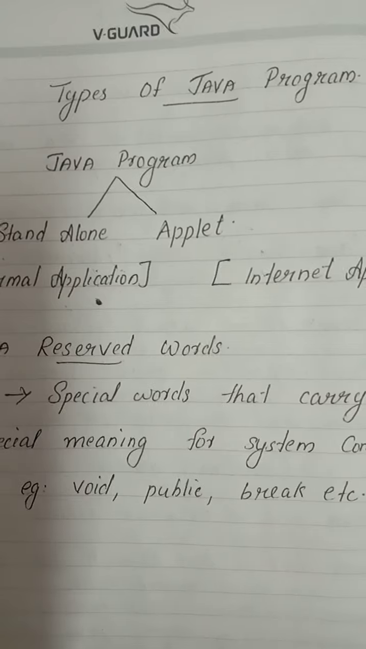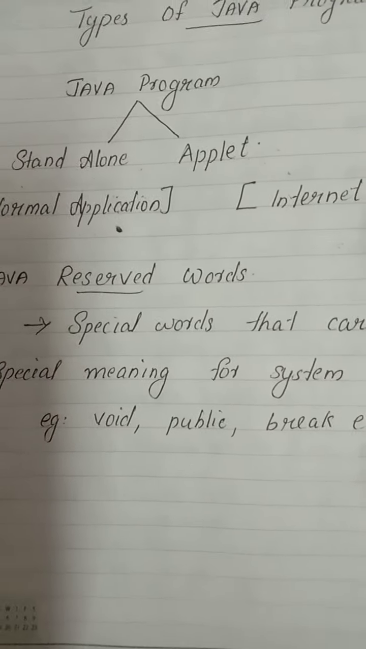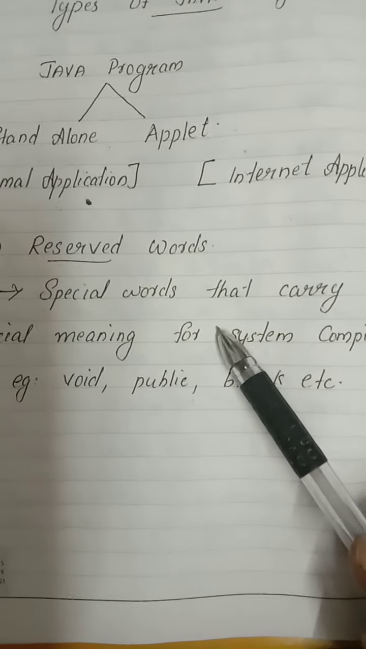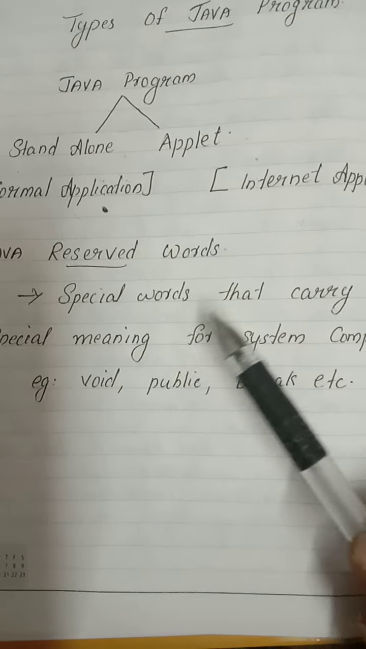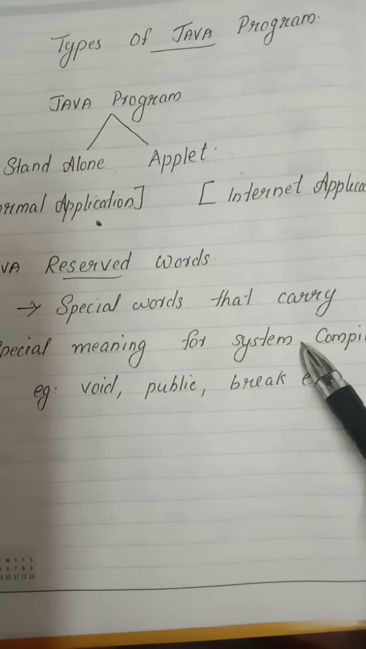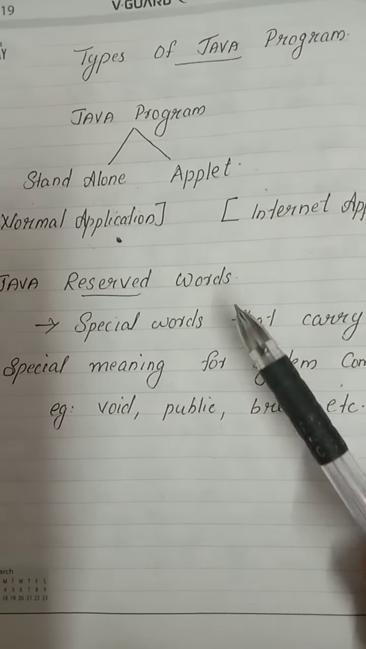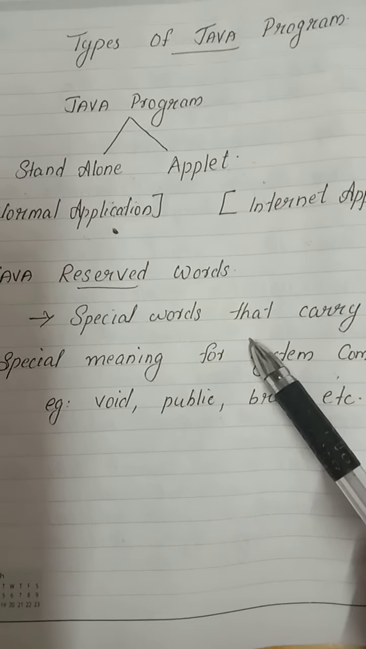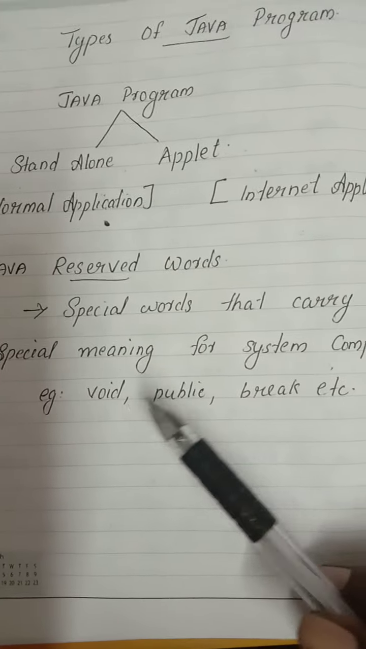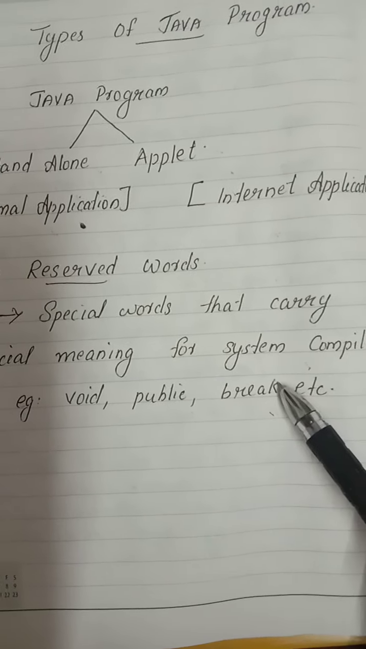Next one, Java reserved words. Reserved words are the special words that carry special meaning for the system compiler. These words cannot be used for variable names. For example, void, public, break, class, throws, while, etc.